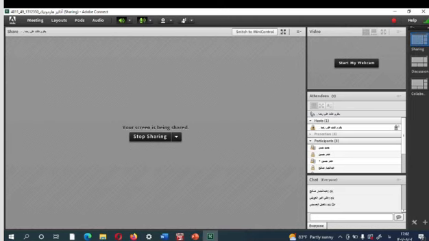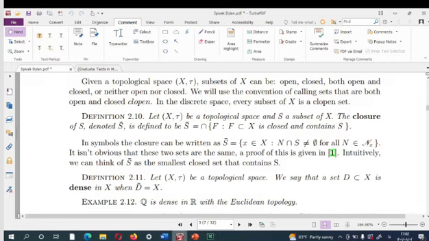In the previous session, we saw the definition of topological space and open sets, closed sets. Now, in this definition, we see the definition of closure. Let X and tau be a topological space, so that tau is a topology on X.